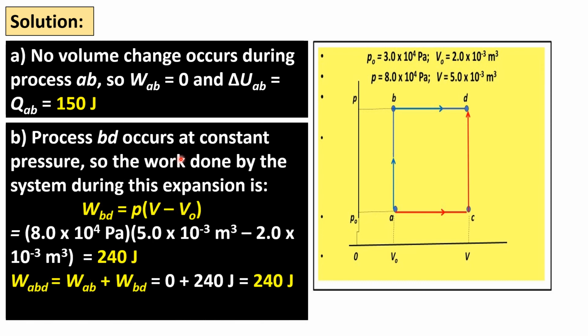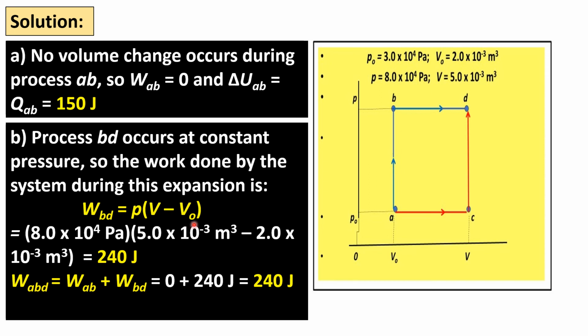For letter B, it's asking for the work done by the system in changing from state A to state D, passing through the intermediate state B. First, we define the amount of work done in the process BD, which is an isobaric process, whose work done is just equal to the product of the pressure, which is constant, multiplied by the change in the volume. We have this formula: W BD is equal to the product of the pressure multiplied by the change in the volume.